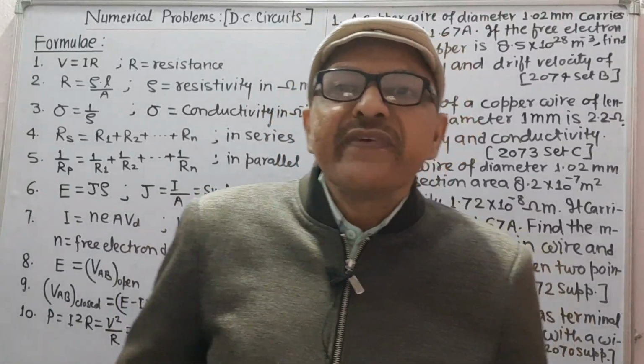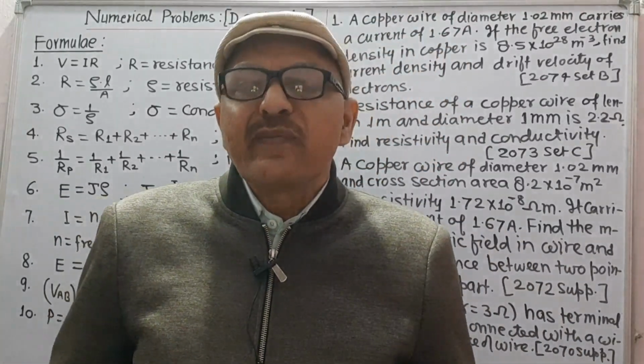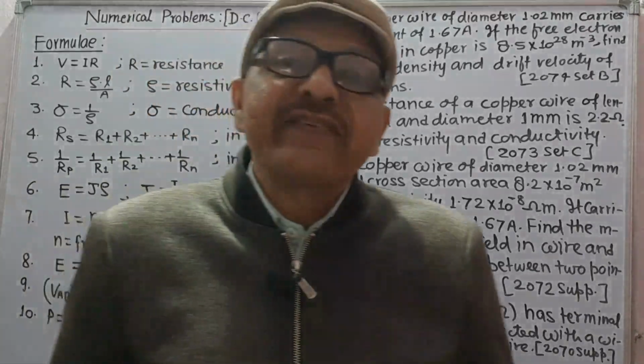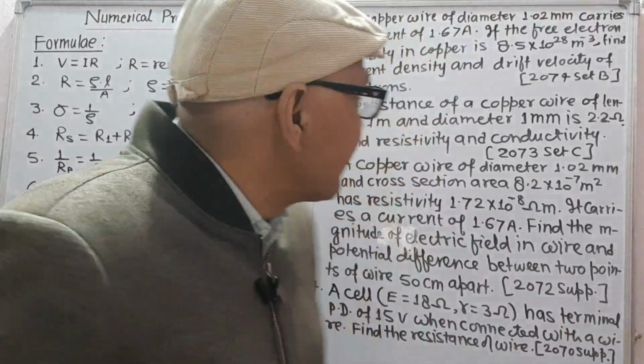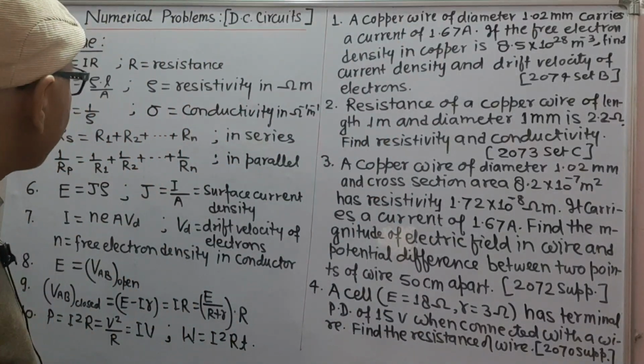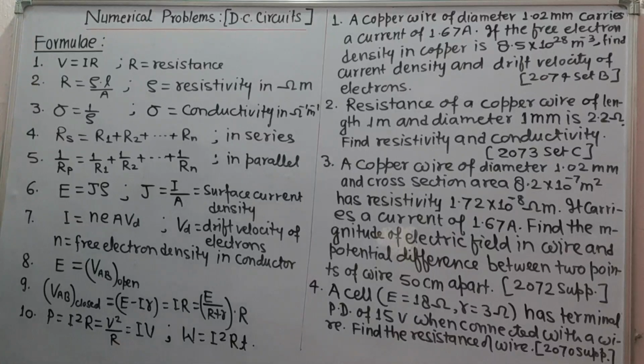Hello dear students, we are going to solve some numerical problems related to DC electric circuits. At first let us review the related formulas. From Ohm's law, V is equal to IR, where R is resistance and I is the current flowing due to potential difference V.